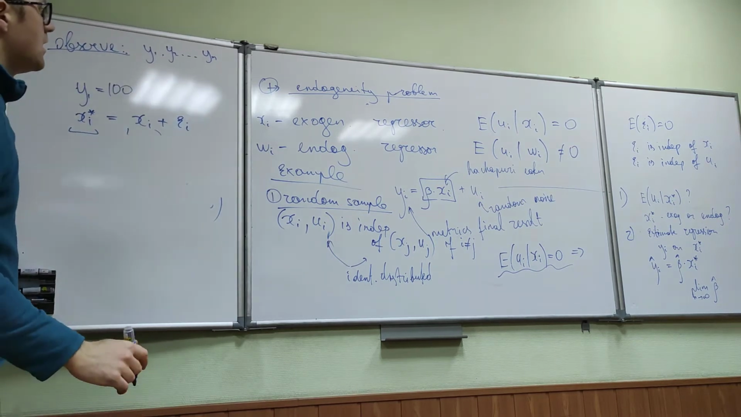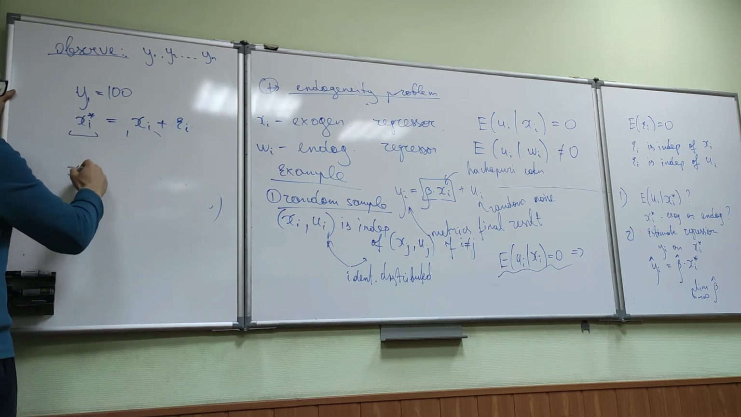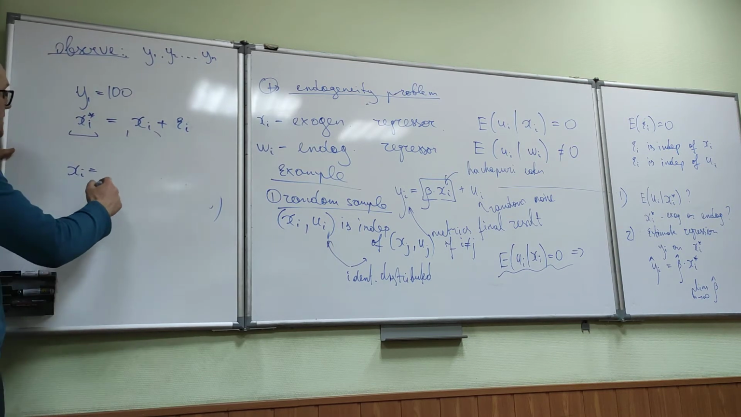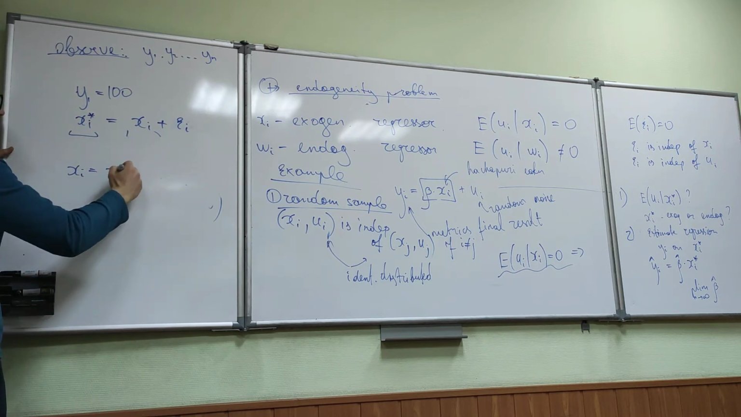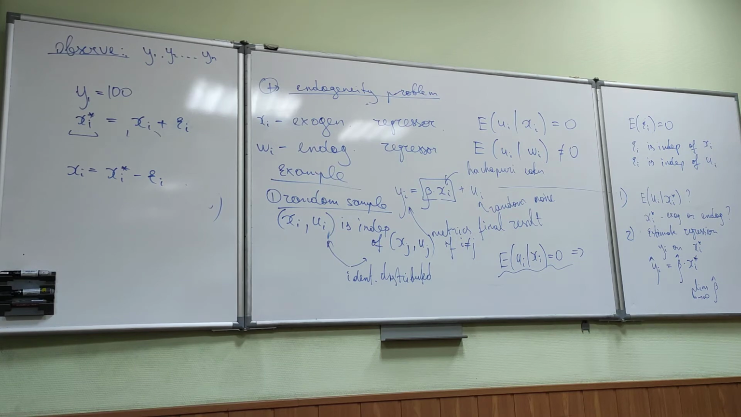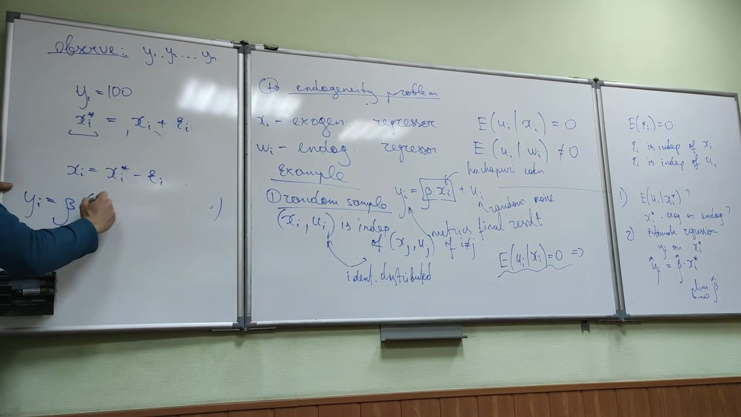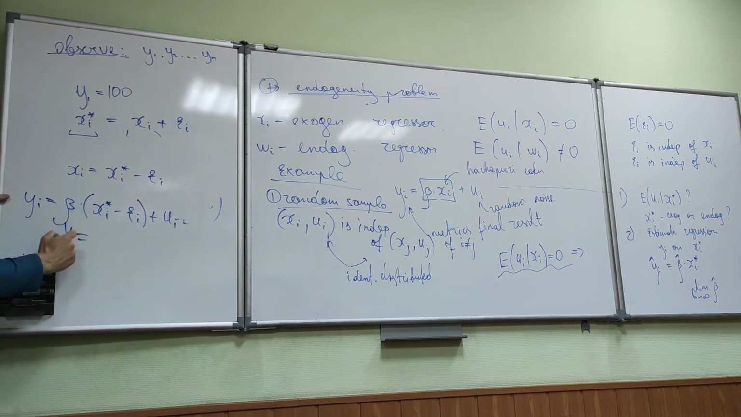So let's calculate it. What is x_i? If you look at this expression, x_i is x star minus epsilon. So I just plug everything into my regression. So y is beta times (x star minus epsilon) plus u, and it's equal to beta times x star plus some gamma.